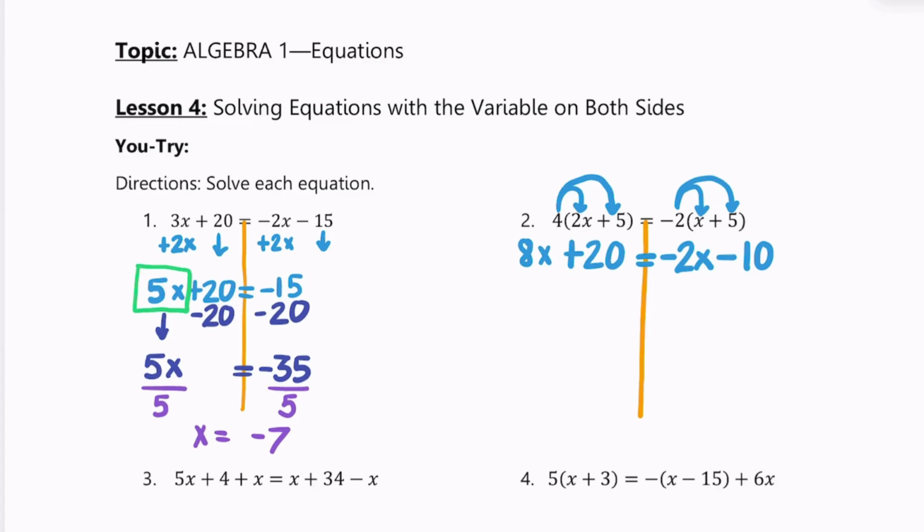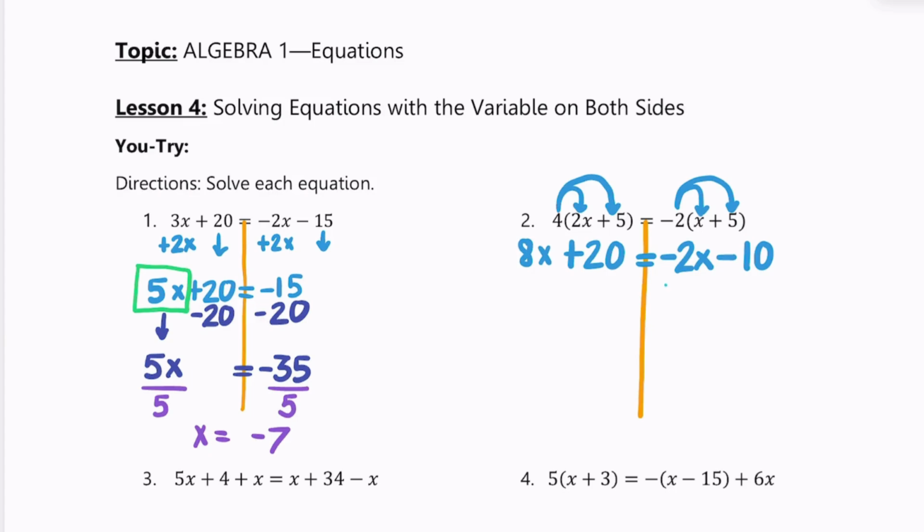I check to see if there's any like terms. On the left, there are not. Can I simplify that left any further? No, I cannot. I check to see if there's any like terms or things I can simplify on the right, and there's not. But I do see a variable on the left and a variable on the right, and so I want to move all my variables to one side. I'm going to move that minus 2x over to the left.